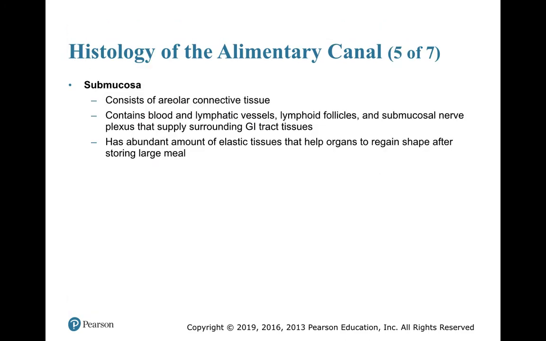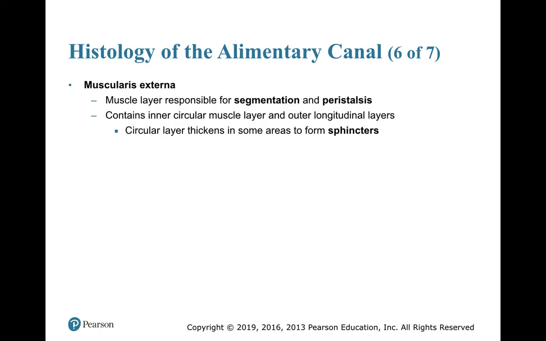The submucosa consists of areolar connective tissue. It has blood vessels and lymphatic vessels. There are also lymphoid follicles and submucosal nerve plexuses that are going to be surrounding the GI tract tissues. It has an abundant amount of elastic tissue, and that helps the organs to regain their shape after storing large meals. The muscularis externa is the muscle layer responsible for the processes we talked about earlier, segmentation and peristalsis.